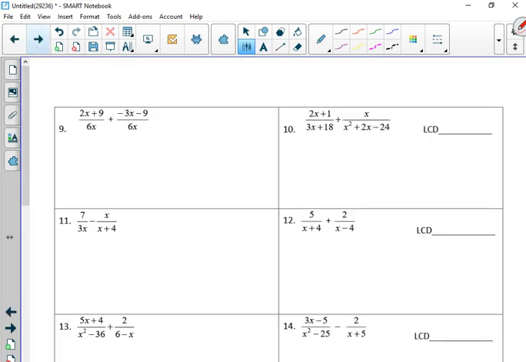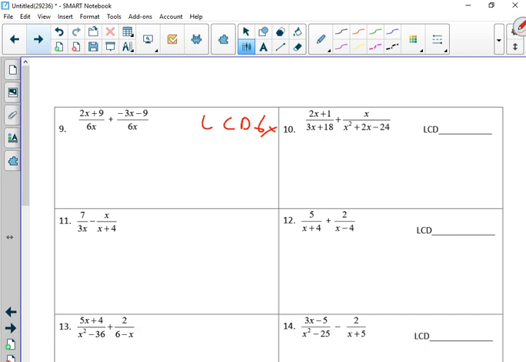Moving on. Okay, number 9, we need to have a common denominator. We do. Didn't have it writing every time. Some of these ask you to do it, but you should be doing it every time. Since we already have a common denominator, it's just a straight addition.